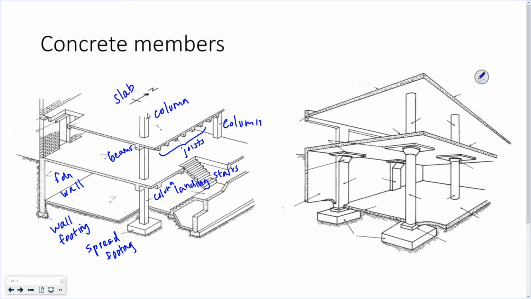Here's what we got. This is the slab on grade. It's where the slab is fully supported by soil beneath it. Like my house is a slab on grade. I don't have a crawl space beneath it. I don't have a basement. The slab is poured directly on the ground.